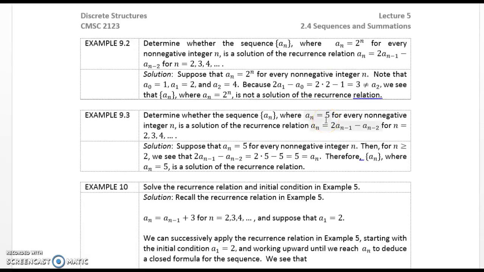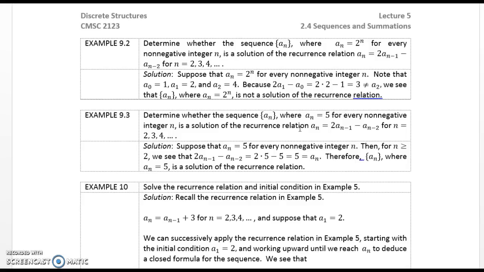Example 9.2. Determine whether the sequence where a_n = 2^n for every non-negative integer n is a solution to the recurrence relation a_n = 2a_{n-1} - a_{n-2} for n = 2, 3, 4. Suppose that a_n = 2^n for every non-negative integer n. Note that a_0 = 1, a_1 = 2, and a_2 = 4.